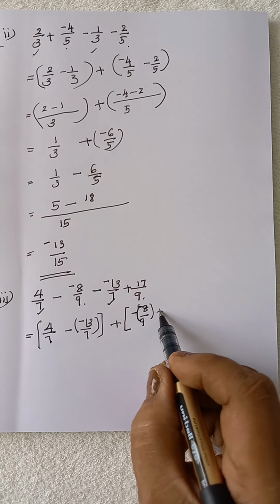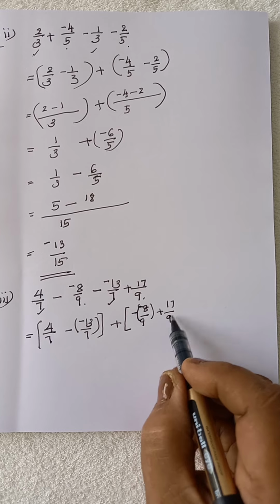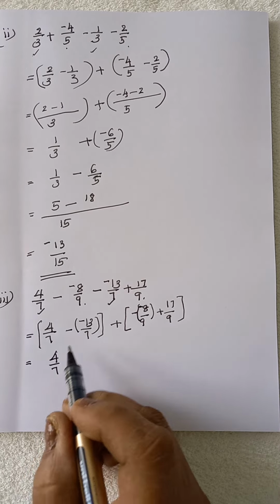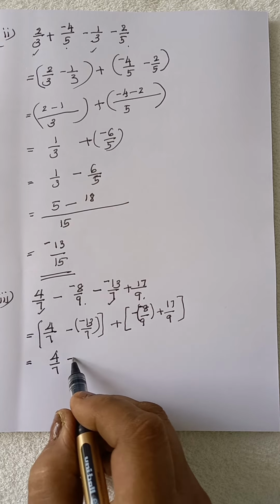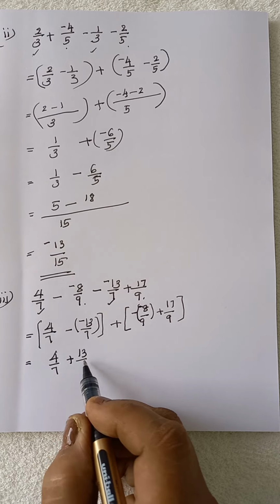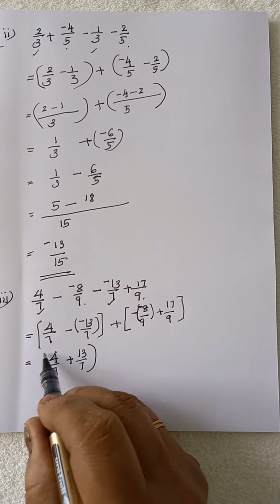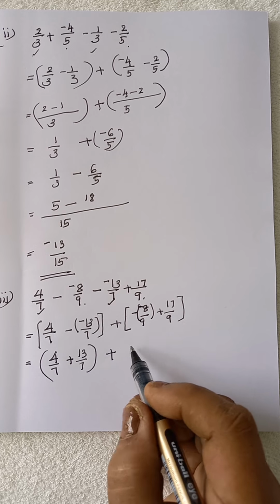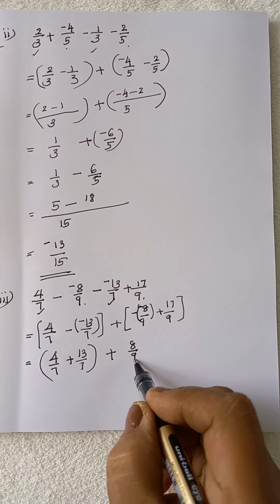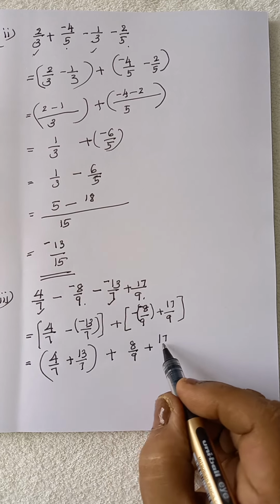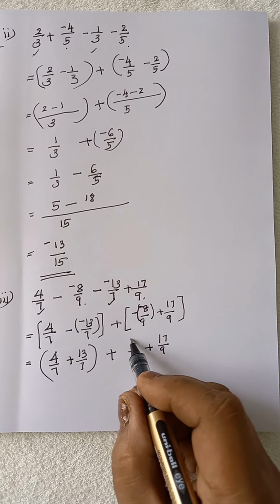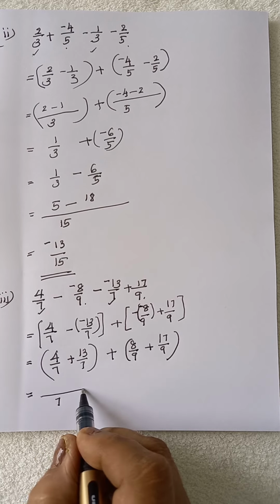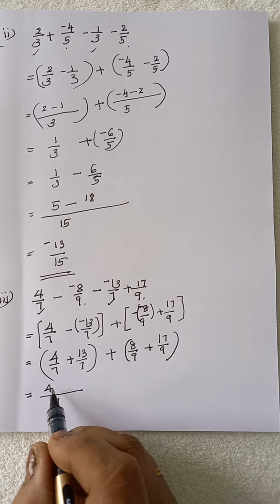Then this plus 17 by 9. That is equal to 4 by 7 minus into minus is plus 13 by 7. These two together. Then plus here also minus into minus is plus. So 8 by 9 plus 17 by 9. So here this is equal to 7 is the common denominator, 4 plus 13.